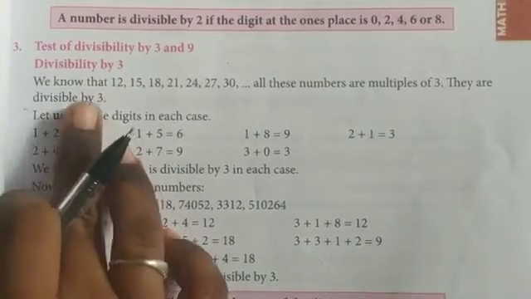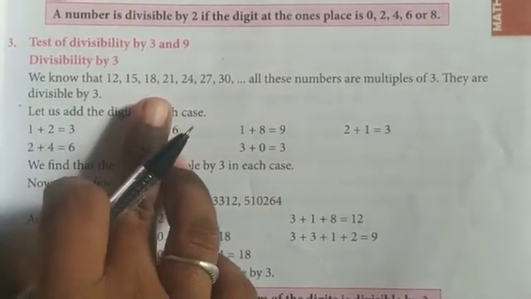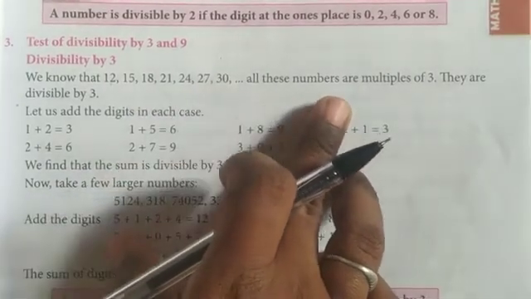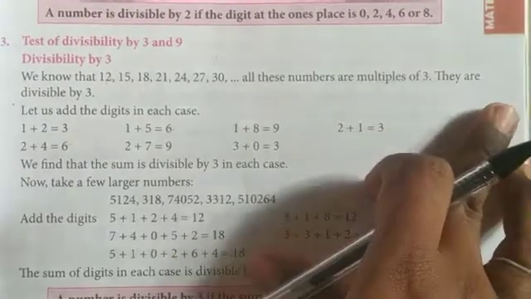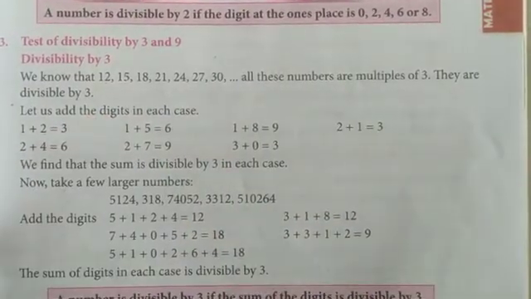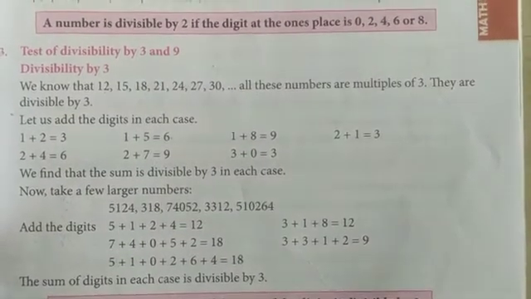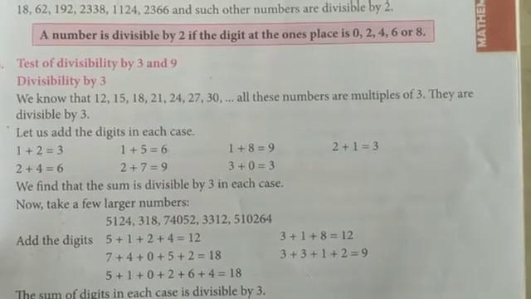Divisibility by 3. We know that 12, 15, 18, 21, 24, 27, 30 are all multiples of 3. They are divisible by 3. So you can see here 12, 15, 18, 21, 24, 27, 30 and so on. All these numbers are multiples of 3 and they are divisible by 3.